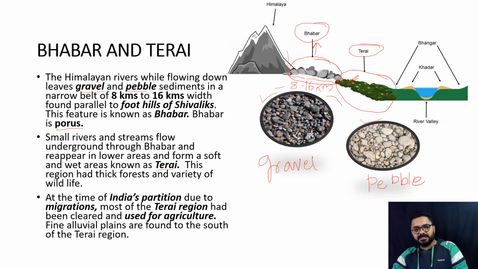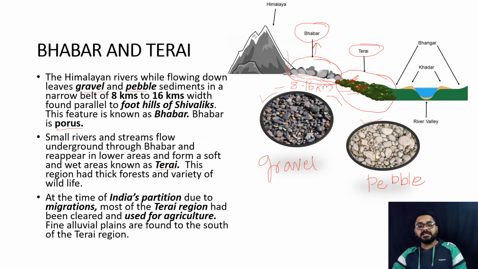This region, as you can see, is filled with soft soil. This portion consists of forests, especially green coverage is seen in this Terai because it has fertile soil where the water is again reappearing. So when the Himalayan rivers flow, they pass through the rocks in the Bhabar region, due to which the water is not seen here, it becomes invisible, and again the water reappears in this region which is called Terai.